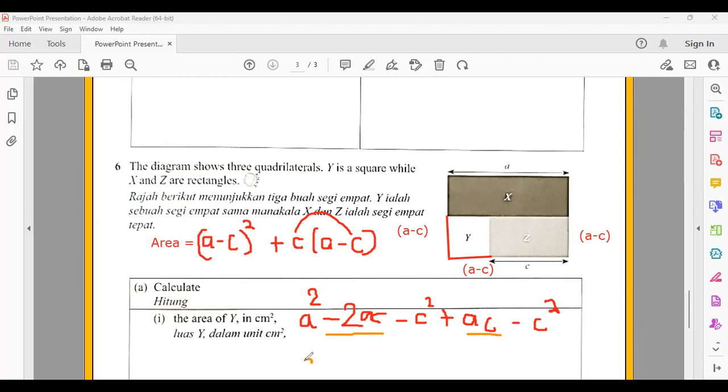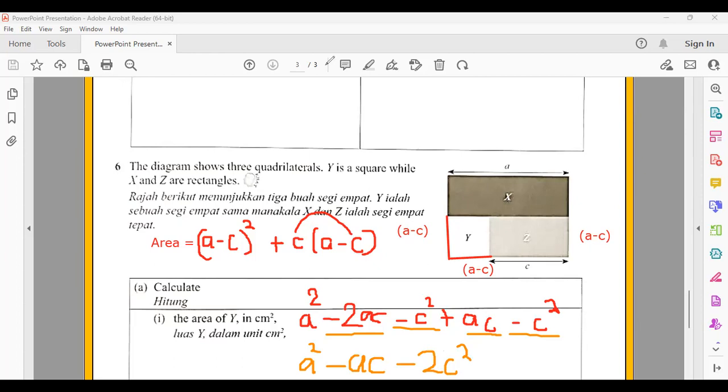Can you see that? So now I'm going to have a squared. What is negative 2 plus 1? It's going to be negative 1, and I don't have to write negative 1. So it's ac. Okay. And then what is negative c squared minus c squared? It's negative 1 minus 1, so it's minus 2c squared. That's your answer.